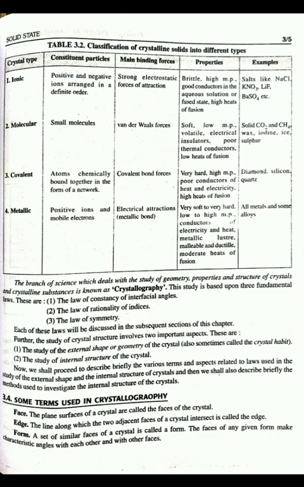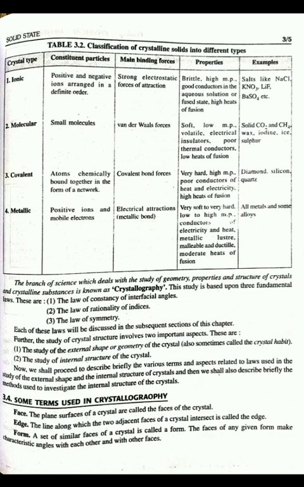Further, the study of crystal structure involves two important aspects. These are: first, the study of the external shape or geometry of the crystal, also sometimes called the crystal habit. Second, the study of internal structure of the crystal. Now we shall proceed to describe briefly the various terms and aspects related to laws used in the study of the external shape and the internal structure of crystals, and then we shall also describe briefly the methods used to investigate the internal structure of the crystals.